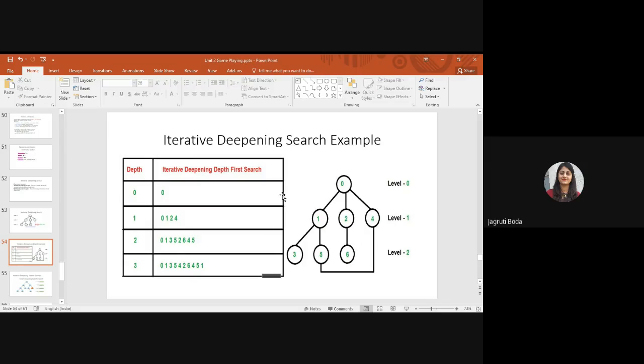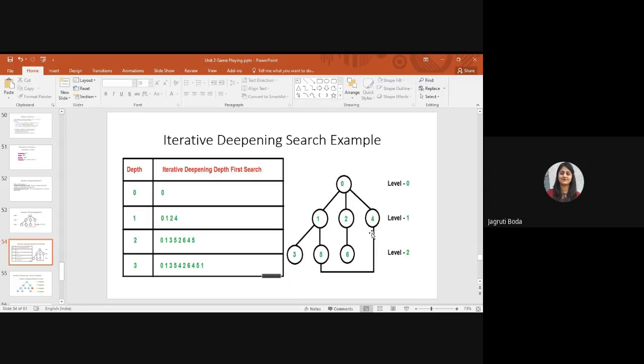Here you can see, at depth 0 you have one node, so you are exploring 0. Now level 1 has 3 children. So you first go in depth and then you visit level 1. So you are visiting 0, 1, 2 and 4. Now you come to level 2. So you have 0, 1, 3, then their child 5, then you come to 2, their child is 6, then 4 and their child is 5. Okay.